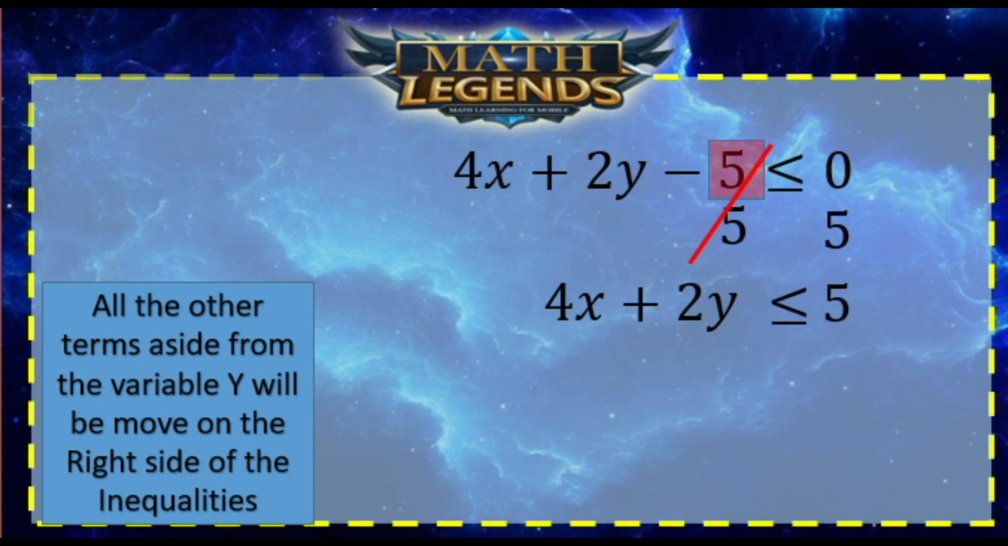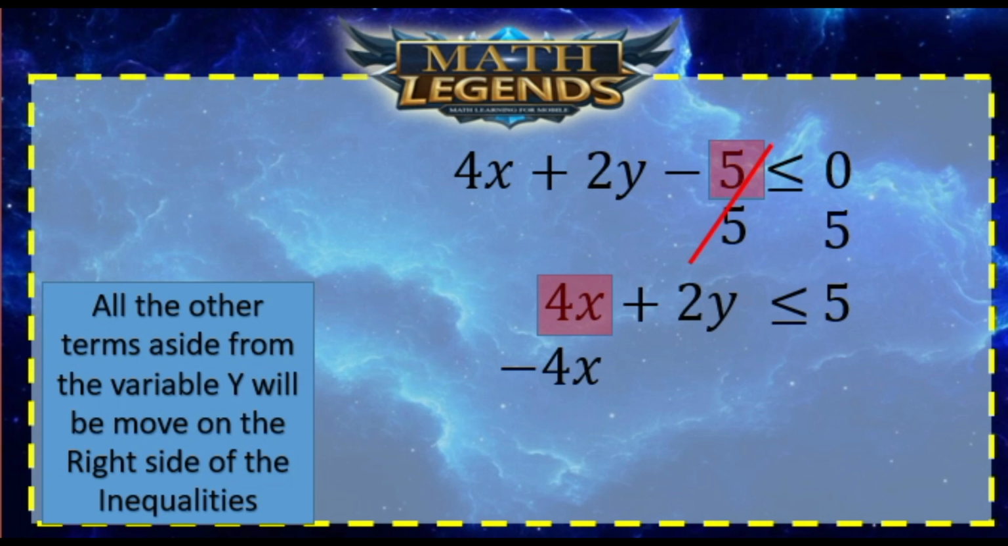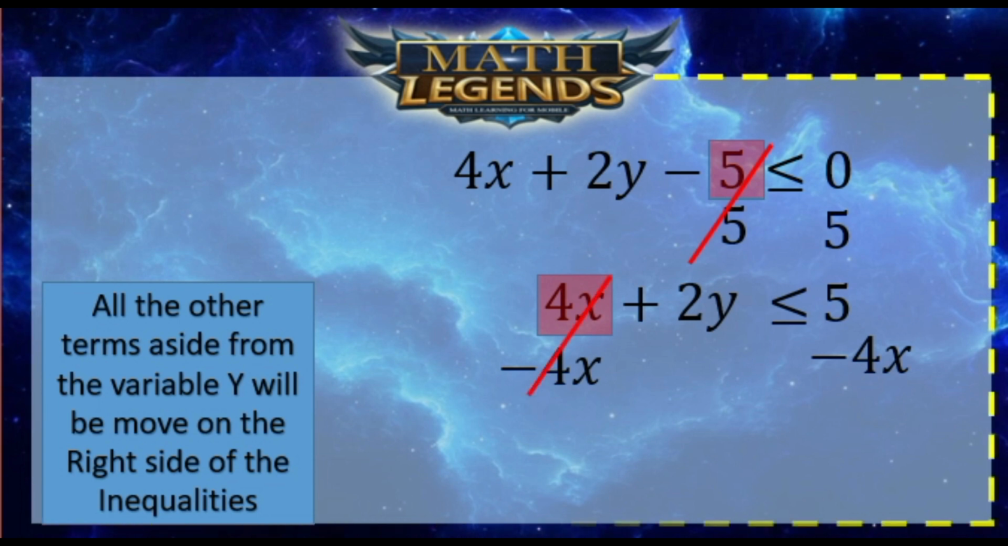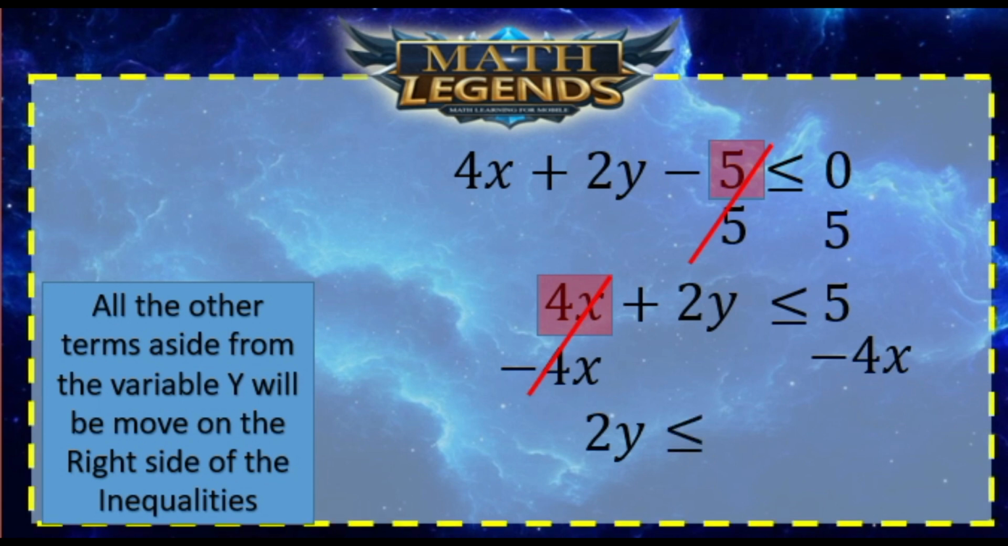Then after that, we're going to move 4x to the right side of the inequality. In order to do that, we're going to add its additive inverse. The additive inverse of 4x is negative 4x. So if we add negative 4x on the left side, we're going to add negative 4x on the right side. So let us simplify. 4x plus negative 4x will become 0. So therefore, we will have 2y less than or equal to negative 4x plus 5. The answer is negative 4x plus 5.